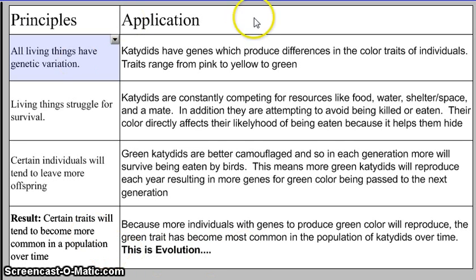This is evolution. This is what I would like you to be able to do for a variety of real-life scenarios that I will give you in class.